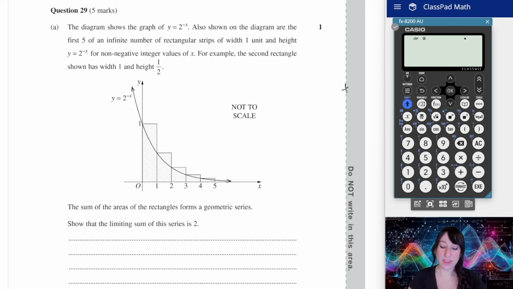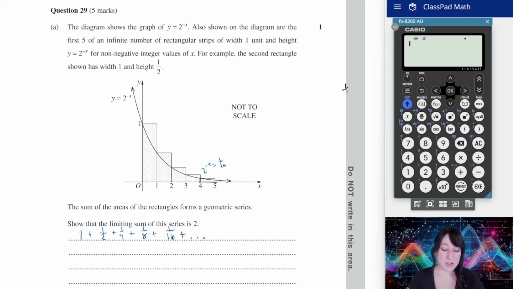So let's start writing down the areas. The area of the first rectangle is 1 times 2 to the -0, which equals 1, so that's just 1. The second has a width of 1 and a height of 2 to the -1, which is 1/2, so the area is 1 over 2. The next one, width 1, height 2 to the -2, which is 1/4. And then we have width 1 and height 2 to the -3, or 1/8. And the fifth one is 1 by 2 to the -4, 1/16.